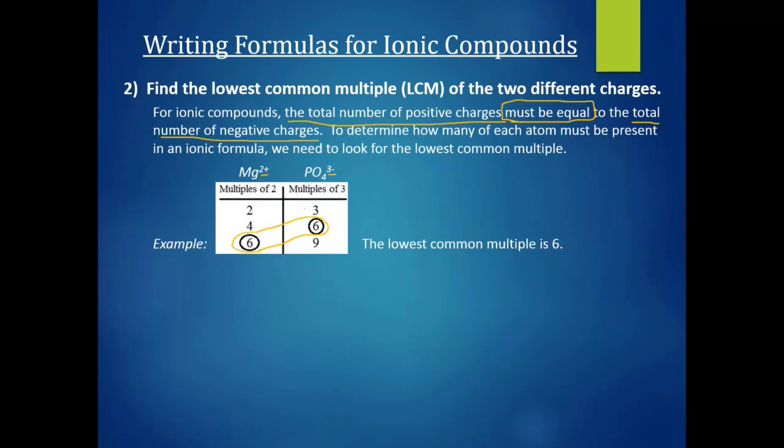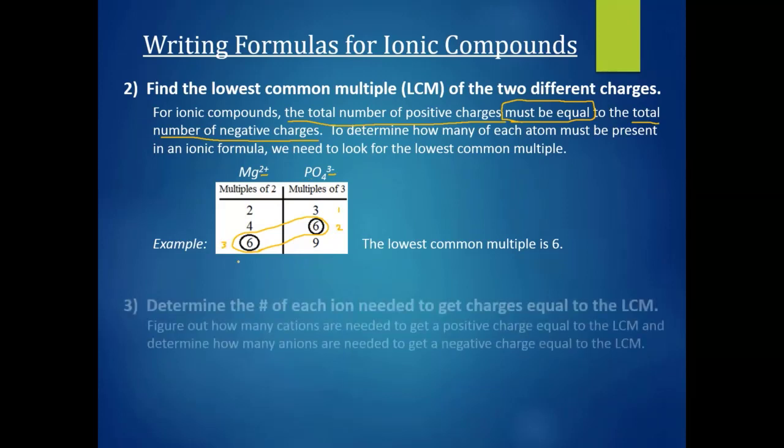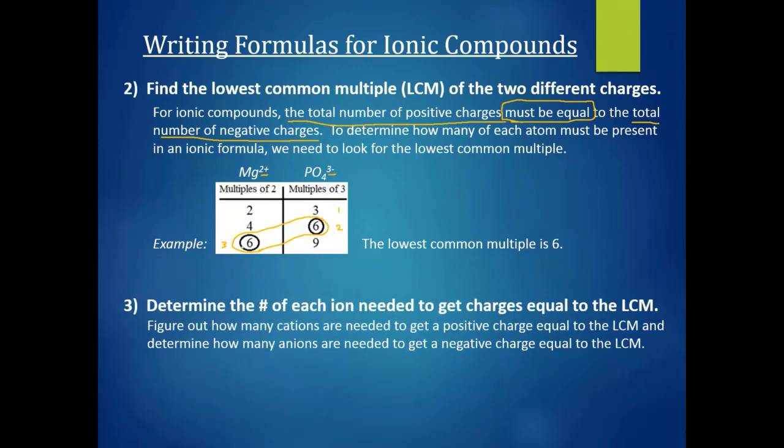2 is only a multiple of 2, not a multiple of 3. 3 is not a multiple of 2, but the one that they have in common, the lowest common multiple, is 6. So notice this is the second multiple of 3, and this is the third multiple of 2, which means I need 3 magnesiums and 2 phosphates.